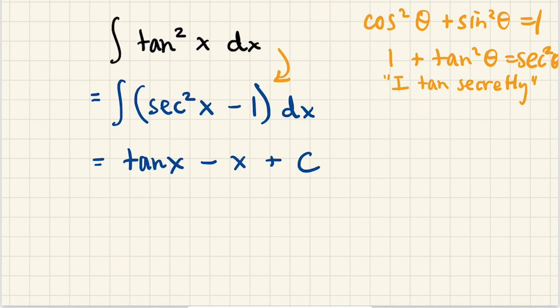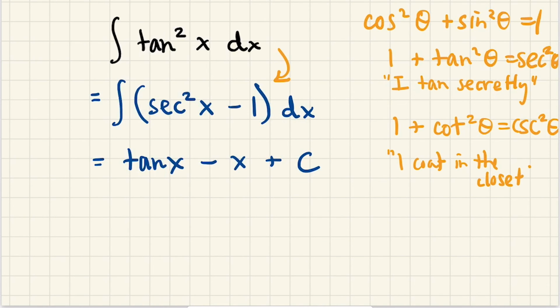The third Pythagorean identity is 1 coat in the closet. So that would be 1 plus cotangent squared equals cosecant squared. 1 coat in the closet. All right. So there we go. Now you'll never forget them.